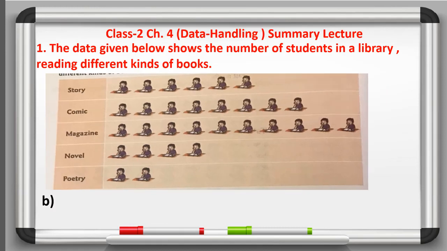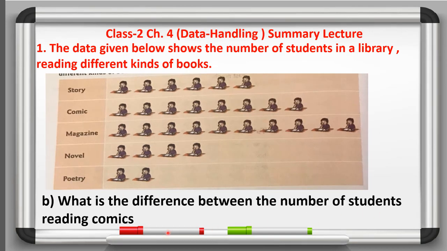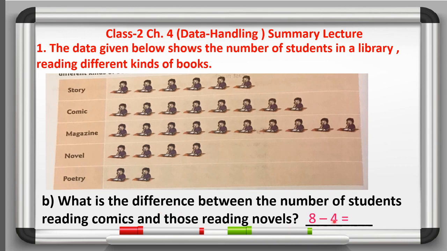Now in B part, it is given what is the difference between the number of students reading comics and those reading novels. So here beta, we have to see how many students are there who are reading comics. Let's count 1, 2, 3, 4, 5, 6, 7, 8. There are 8 students. Okay. And those who are reading novels, that are 1, 2, 3, 4. 4 students. Okay. Now we have to find out the difference. So to find out the difference, we need to subtract. So here we will write 8 minus 4 and that is equal to 4. Okay.